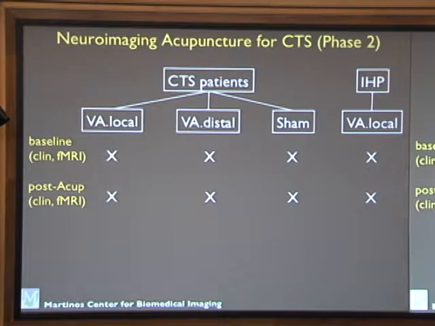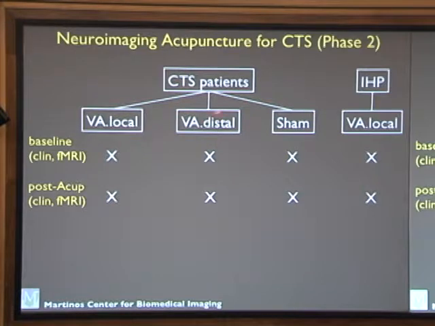Here we have CTS patients that are now randomized to 3 different groups: a local verum acupuncture group, which is what we had in the pilot study, and a distal verum acupuncture group. Is it just important to have acupuncture, or does it matter where exactly the acupuncture is happening? And then a sham acupuncture group, where we're using a Streitberger needle, a device that looks like an acupuncture needle but doesn't actually penetrate the skin.